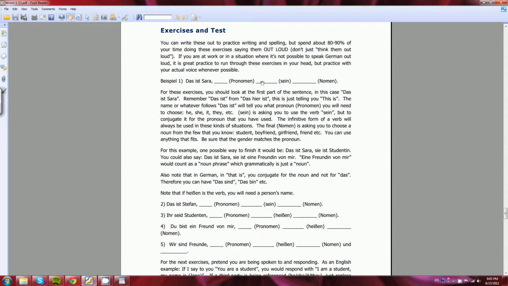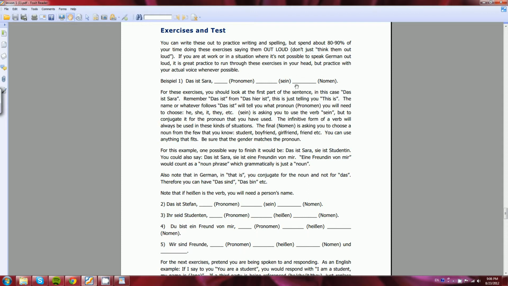Sie ist Nomen. Nomen is noun. So what is she? Make something up. If she's a student, you need to make it agree with her gender. So sie ist Studentin. You wouldn't say Student. You wouldn't say mein Freund because she's a woman. You would say meine Freundin or eine Freundin von mir.